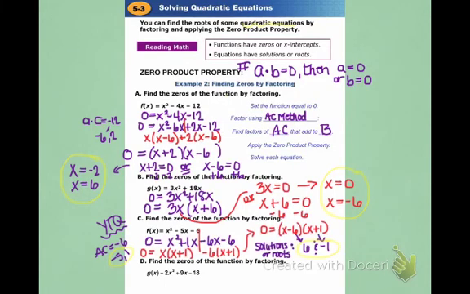Okay, so our solutions should be 6 and negative 1. So the factored form would be x minus 6 and x plus 1, and the value that would make the x minus 6 equal to 0 is positive 6, and the value that would make the x plus 1 equal to 0 is negative 1. So my two solutions are 6 and negative 1, and of course you may plug them back into the original and check, but the output for both of those should be 0.